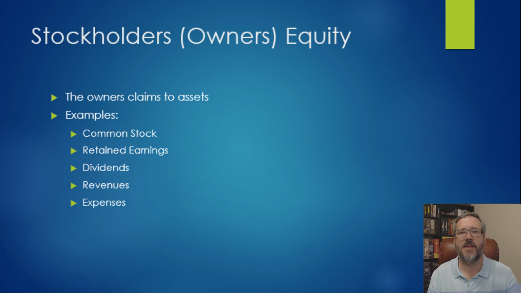If I've got all these things, let's say I've got $200 worth of assets, but I borrowed $150 to get those assets, my claim to those assets is $50, right? What I have, I owe to somebody. Some examples of stockholders' equity are common stock, retained earnings, dividends, revenues, and expenses. And we'll see these five as really the five that we'll always see.